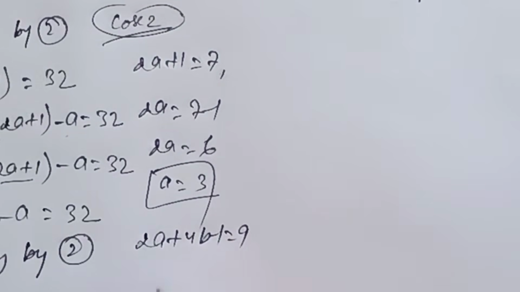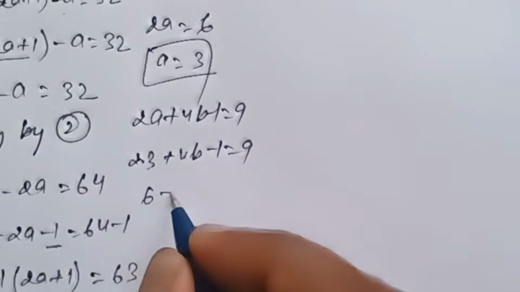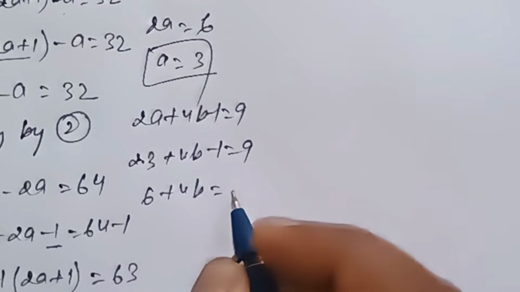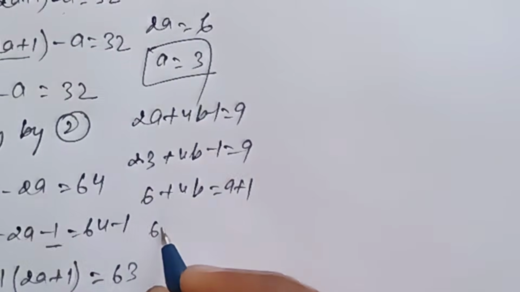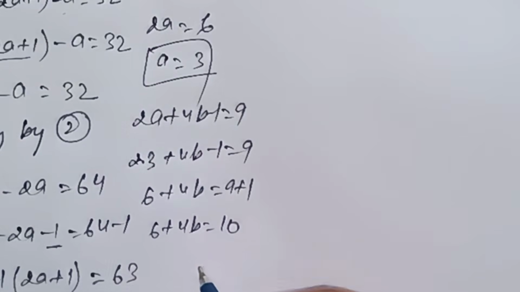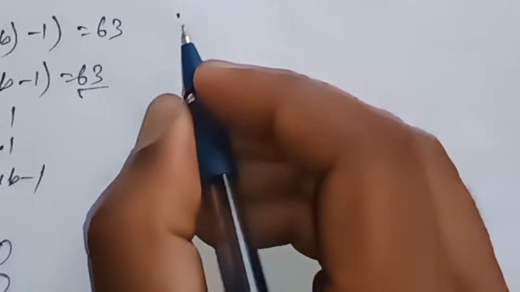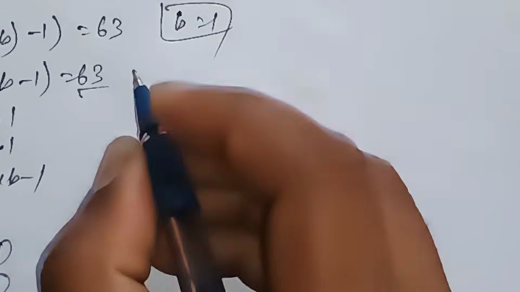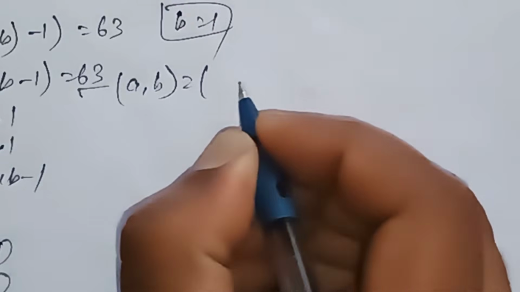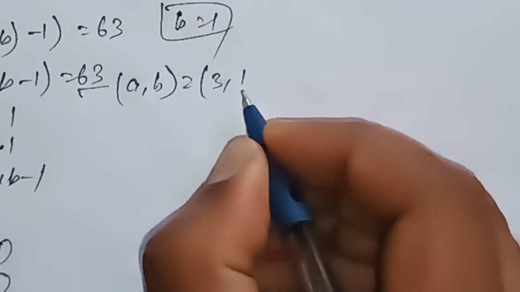Therefore, here a value is 3. 2 into 3 plus 4b minus 1 is equal to 9. So 6 plus 4b is equal to 9 plus 1. 6 plus 4b is equal to 10. Therefore, 4b is equal to 10 minus 6. 4b is equal to 4. Therefore, b is equal to 1. Here, the a, b value is: a value 3, b value 1.